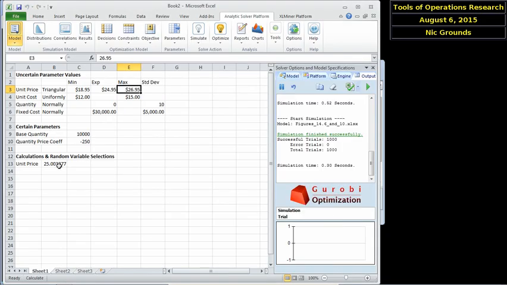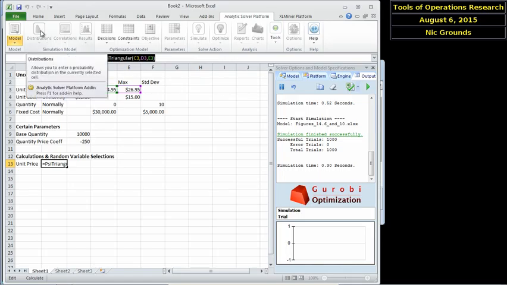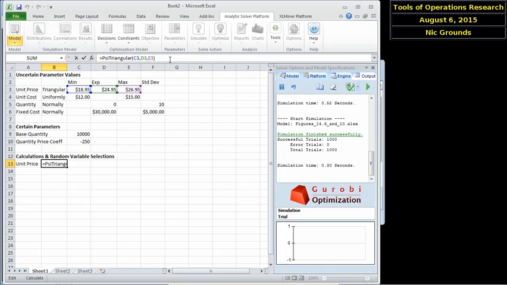So I can click Save, and you'll see here in B13 what it's done is it's put in an equation using this PSI triangular function using min, expected, and max as the 3 parameters. You could have typed this in just like this if you had wanted to. Generally it's easier to use the distribution button. It leads you through the steps and shows you what to choose. You don't have to memorize what order to put the parameters in.